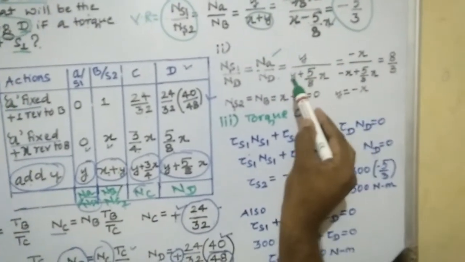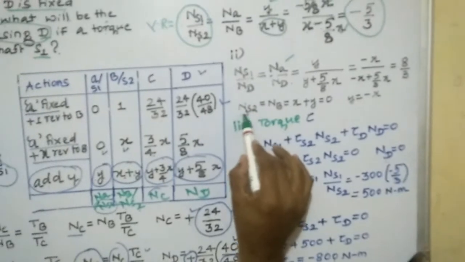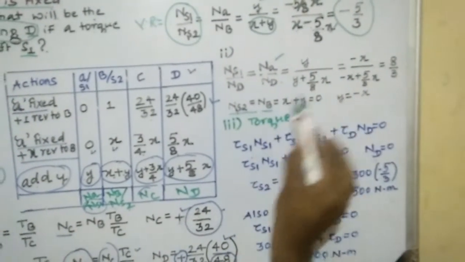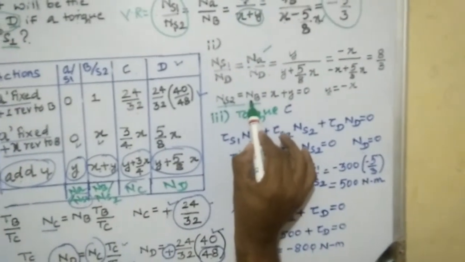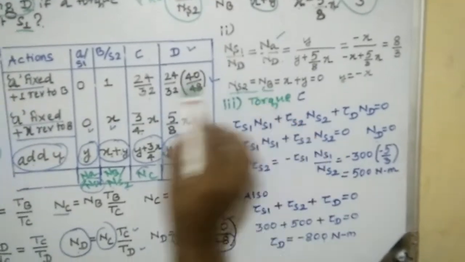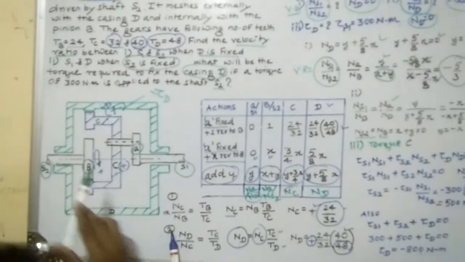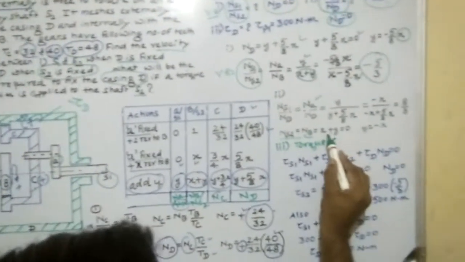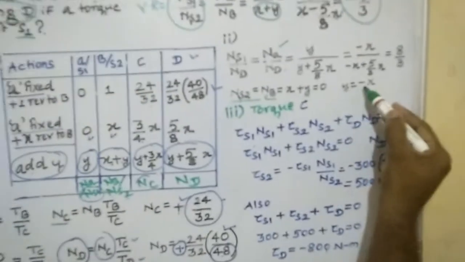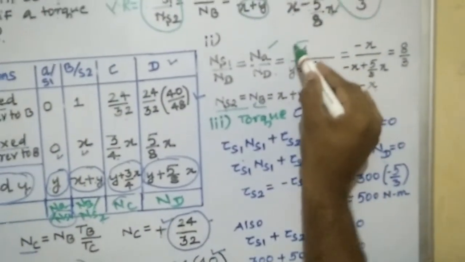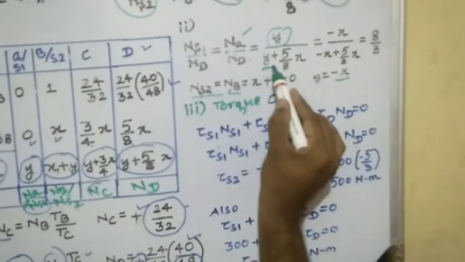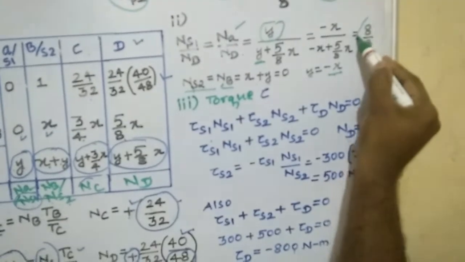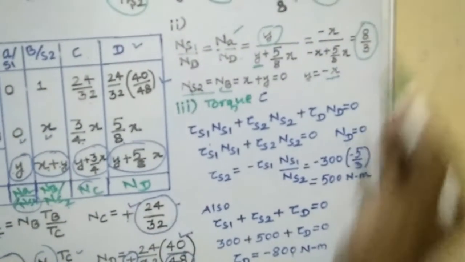In that case, one more condition is given: NS2 equal to 0. You stop here only, then you can find it. What is the value of NS2? NB is 0. They have given NS2 or NB, both are the same, because NB and NS2 are directly connected. That is, NB equal to x plus y equal to 0. I keep it in the form of y equal to minus x. Then replace y as minus x in all the formulas. Here also it comes as minus x. After calculation, you will get the velocity ratio as 8 by 3.